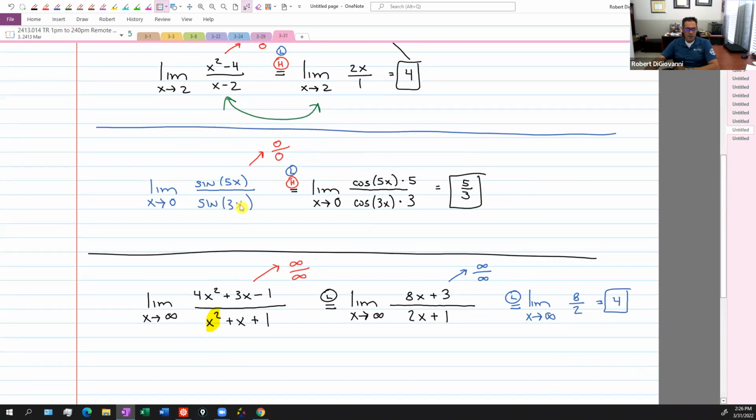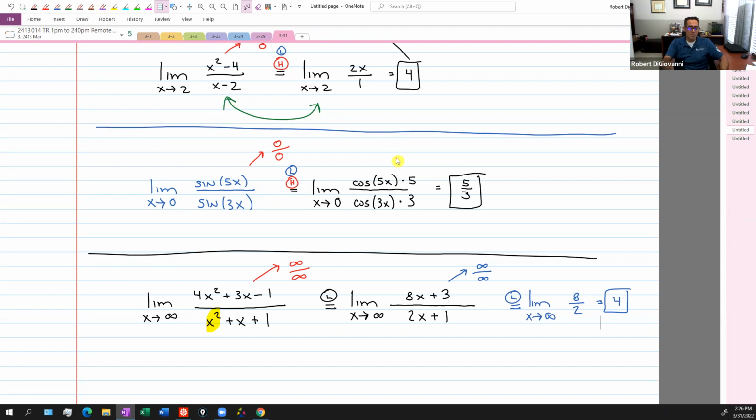Sine 5x. When you have no idea what a derivative is, how are you supposed to understand how sine 5x somehow turns into cosine 5x times 5? What happened? It seems like I'm doing magic. So the reason we don't do L'Hopital in the beginning is because you don't know what a derivative is yet.